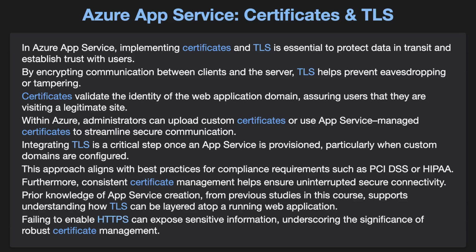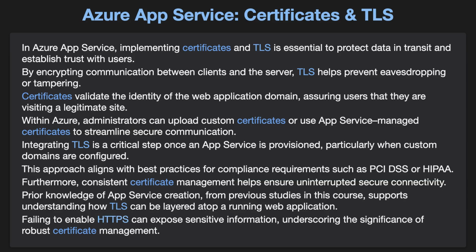In Azure App Service, implementing certificates and TLS is essential to protect data in transit and establish trust with users. By encrypting communication between clients and the server, TLS helps prevent eavesdropping or tampering. Certificates validate the identity of the web application domain, assuring users that they are visiting a legitimate site.